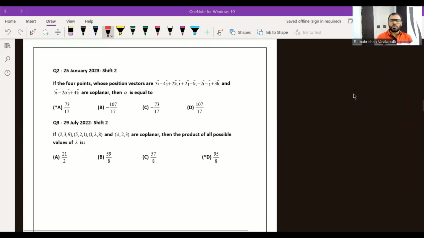Here, two questions. One question asked in January 2023 and another question in July 2022. Both are based on a similar concept. So I'll solve only one question. Now you see, 4 points whose position vectors are given are coplanar. So remember the concept. Points A, B, C, D are coplanar.